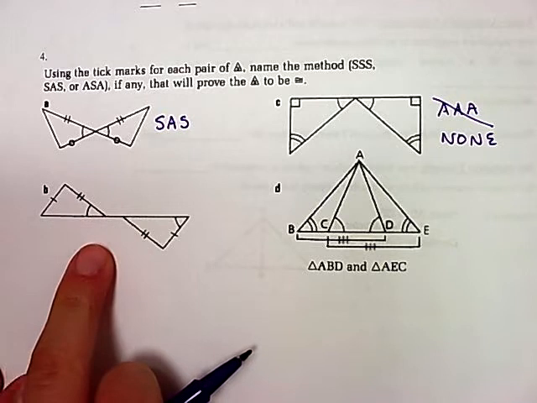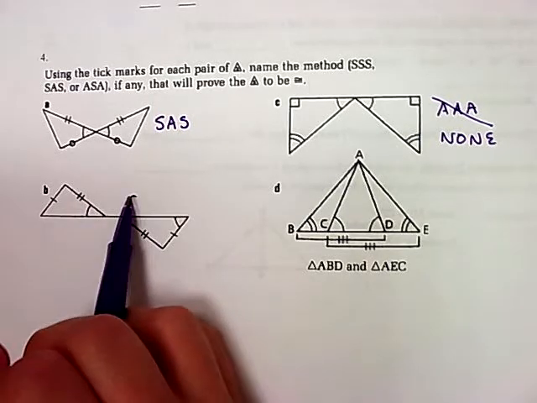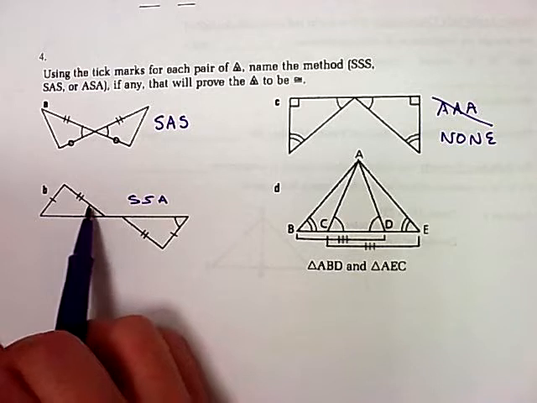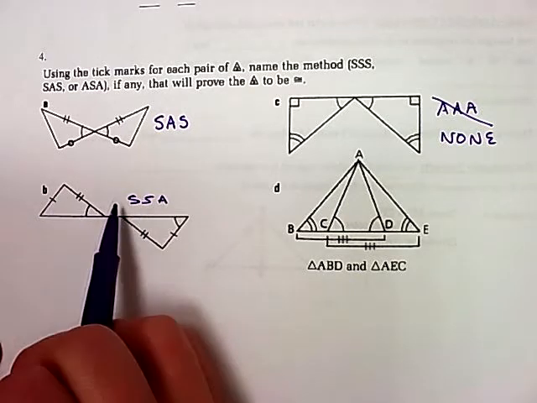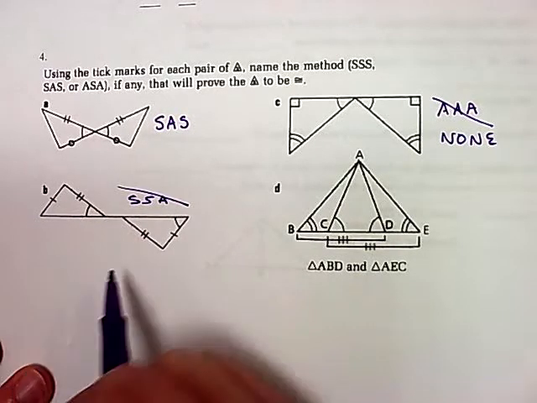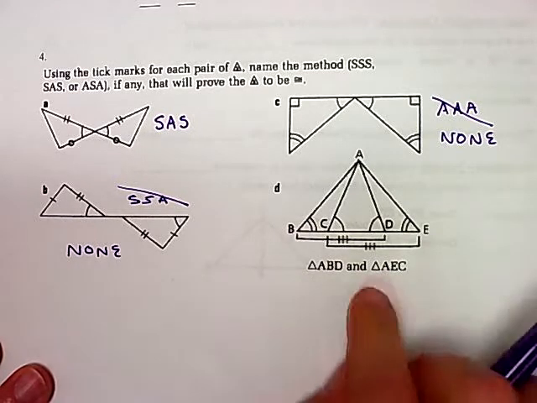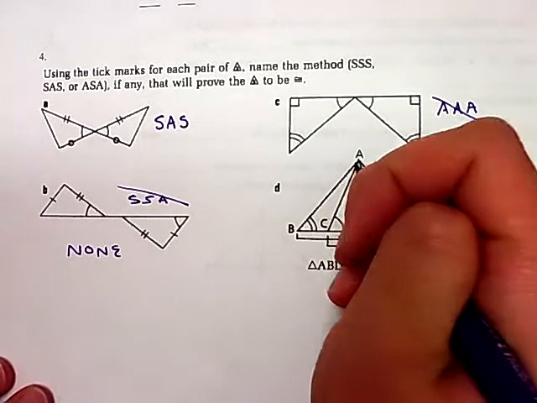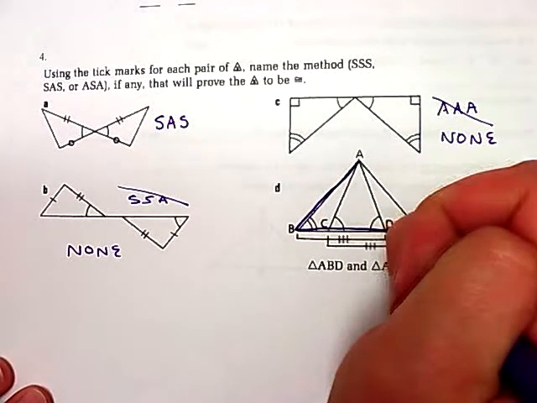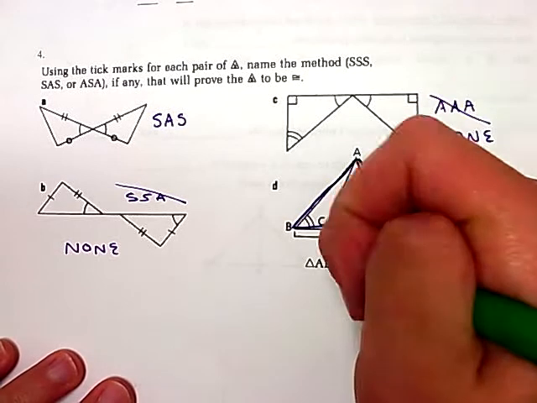What's going on over here is I have side, side, angle, right? The angle is not in between the two sides. So the issue there is that's a situation that also doesn't work. So this would also be none. And then the last one, there's 2 overlapping triangles, ABD and AEC.